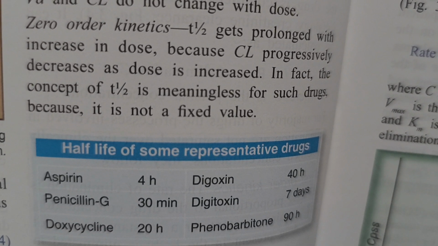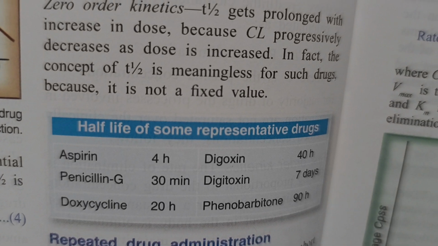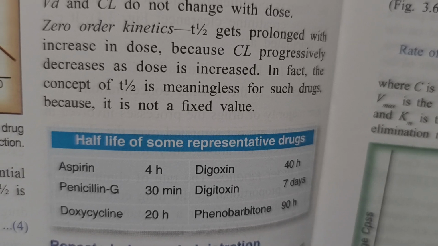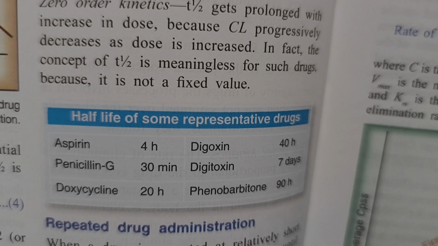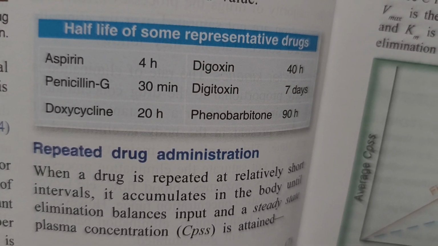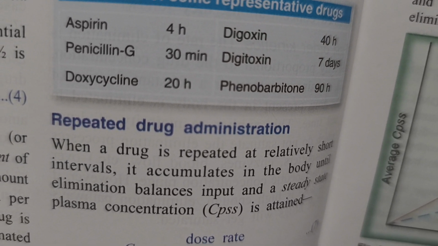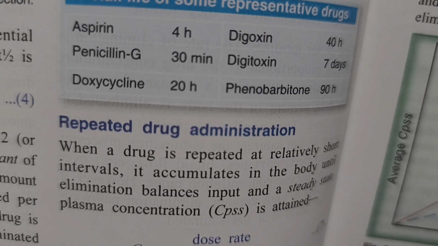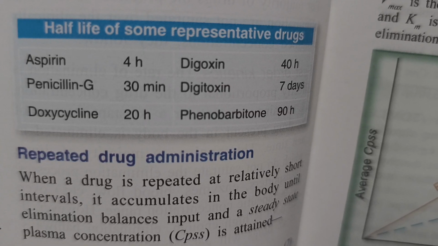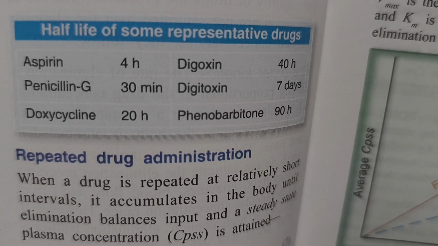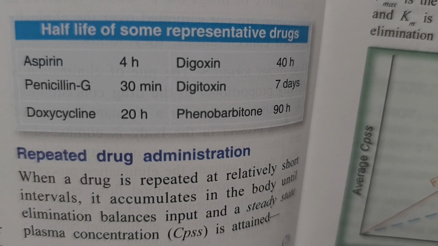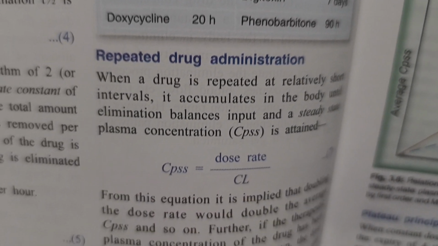In zero order kinetics, T-half gets prolonged with the increase in the dose because Cl progressively decreases as the dose is increased. In fact, the concept of T-half is meaningless for such drugs because it is not a fixed value. Half-life of some representative drugs: aspirin 4 hours, penicillin G 30 minutes, doxycycline 20 hours, digoxin 40 hours, digitoxin 7 days, phenobarbital 90 hours.